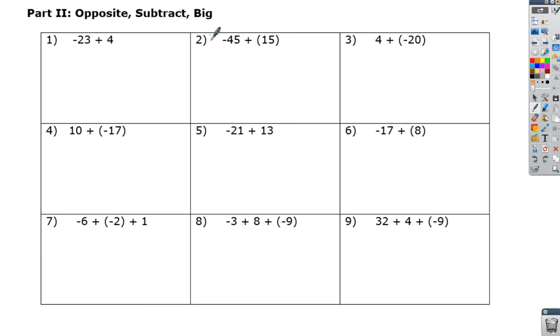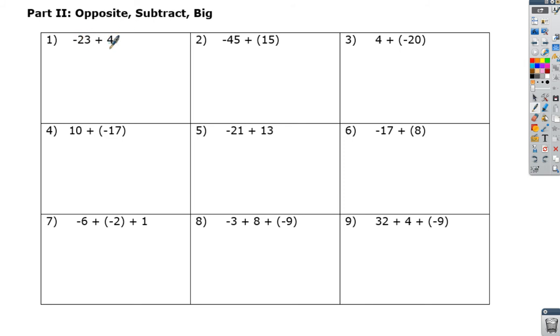Okay, now we're going to talk about our other saying. When the signs are different, we take the difference and keep the sign of the bigger number. So we're going to look at number 1. We have a negative 23 plus 4. So we have a positive 4 and a negative 23.